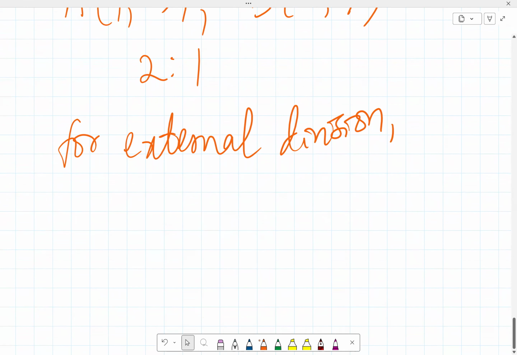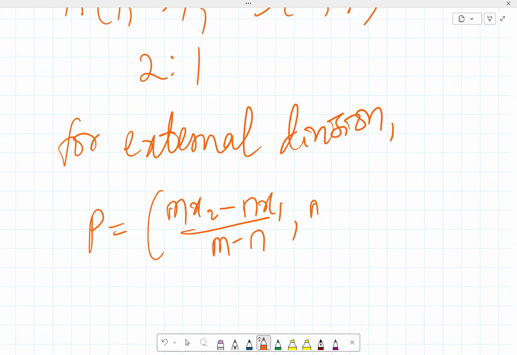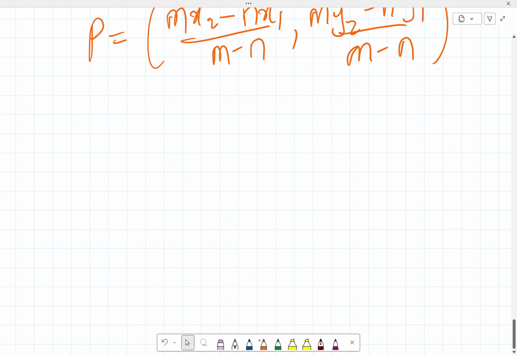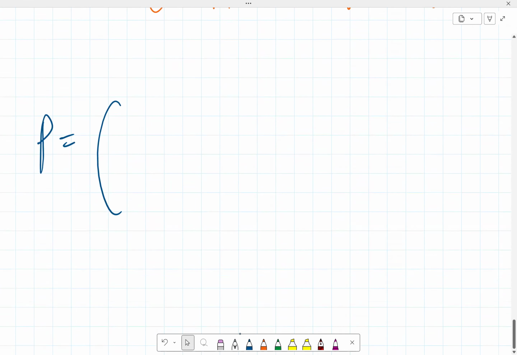don't forget the P now is mx2, everything like before except every plus becomes minus: mx2 minus nx1 all over m minus n, then my2 minus ny1 all over m minus n. Okay, so again, don't forget this is x1, y1, x2, y2, like this. So that means that our P now is going to be M. So don't forget the ratio. So this is ratio M, comma N now. Okay. So M is 2, N is 1.